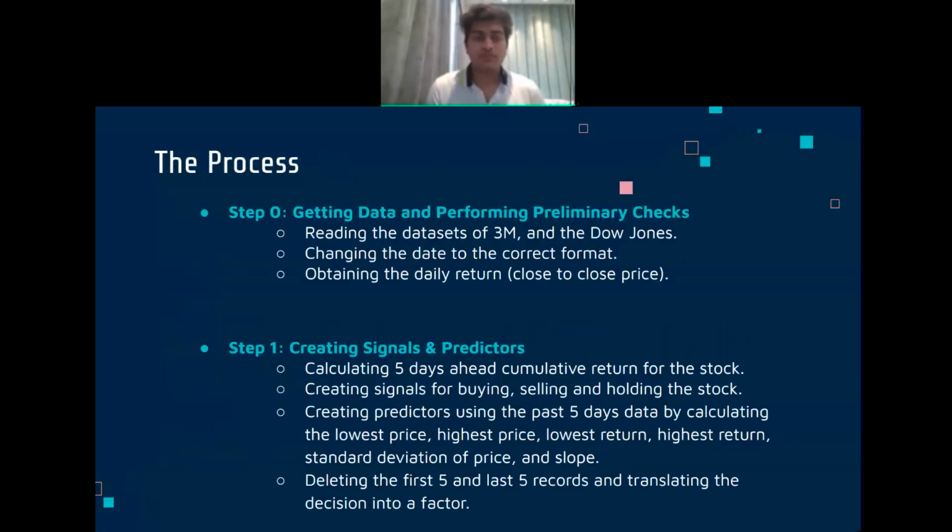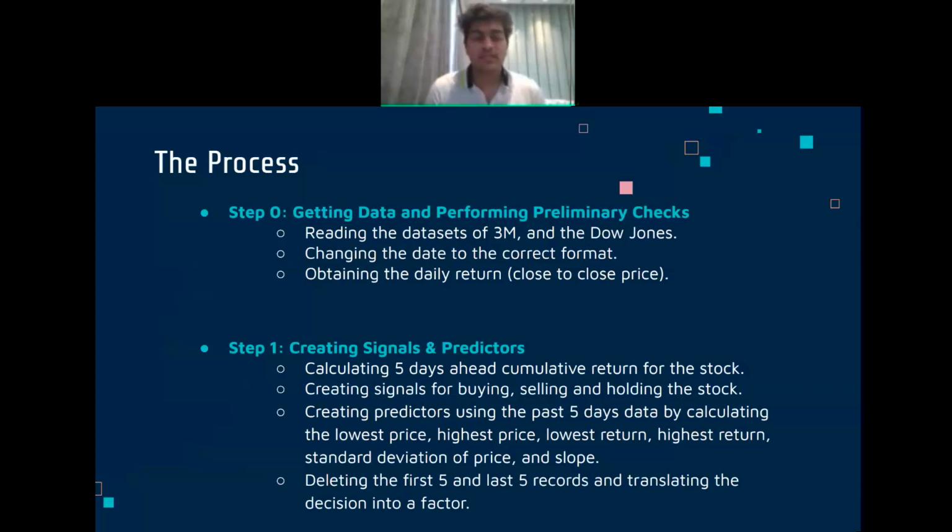So as we go deeper into the code, we see that firstly, we just got the data and then imported it into our studio. We also changed the date to correct the format. And then we got the daily return from close to close price for the Dow Jones as well as our stock 3M. We started with our first step, that was creating the signals and the predictors.